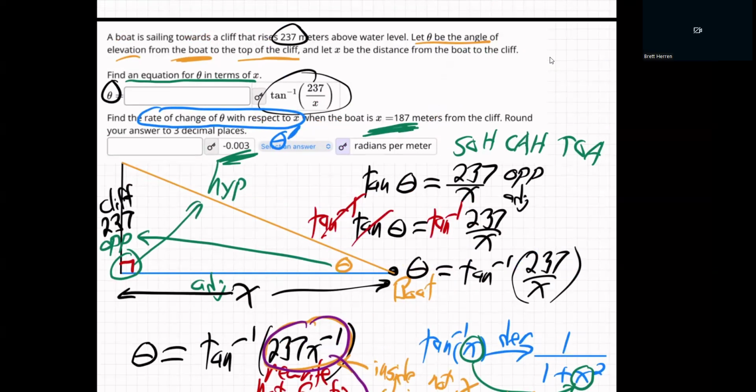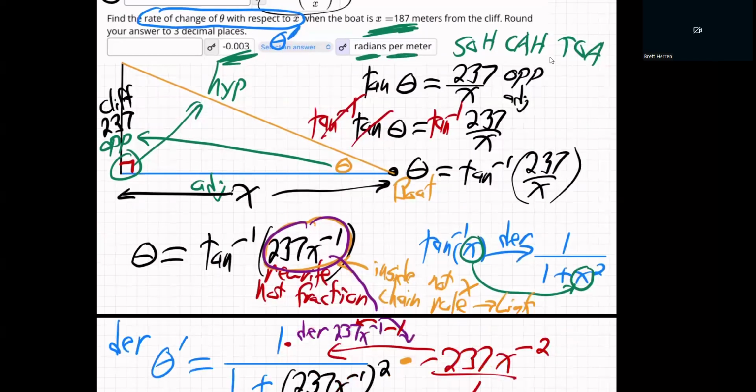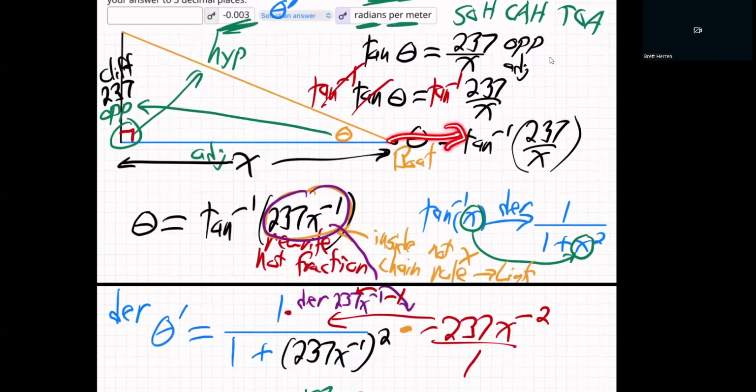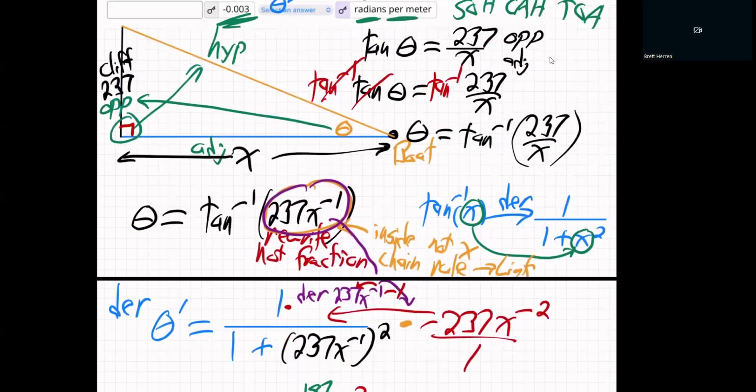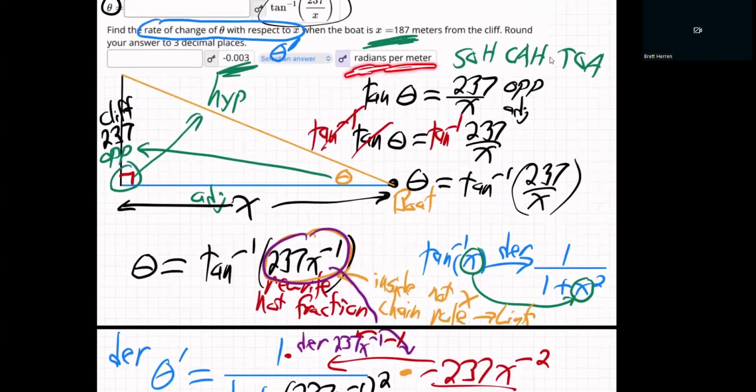It's negative because, and the units, by the way, are radians per meter. So the change in theta as x grows. As the boat heads out, the angle gets smaller and smaller. That's why it's a negative answer. We'll talk more about that in the related rates section. So there's the answer, and the units are radians per meter.